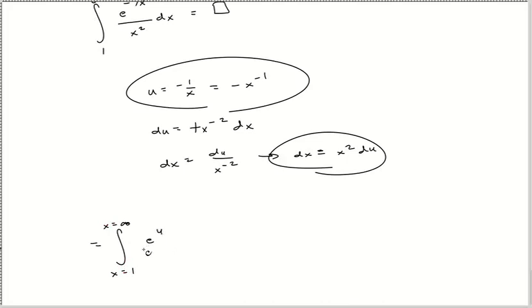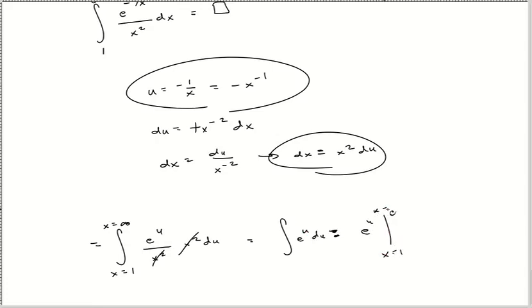E to the u all over x squared, and then I'm multiplying it by x squared du. These guys cancel, and again, I've got a very simple integral, which is good. We like simple integrals. And so then I actually take the integral. My equal signs don't look very well today.